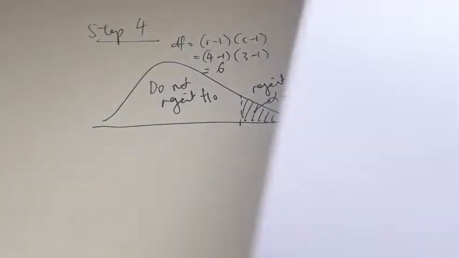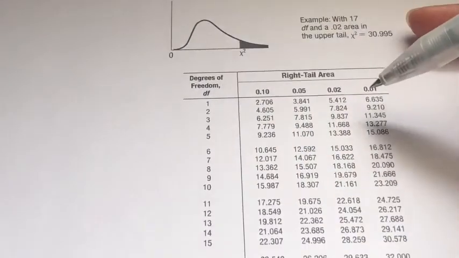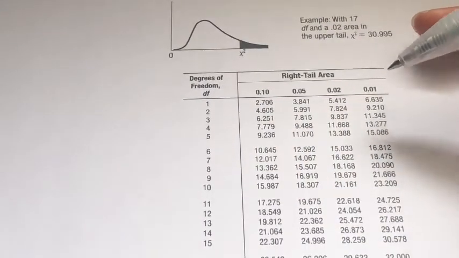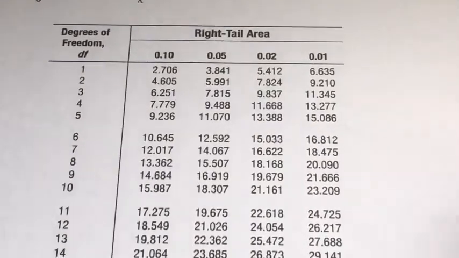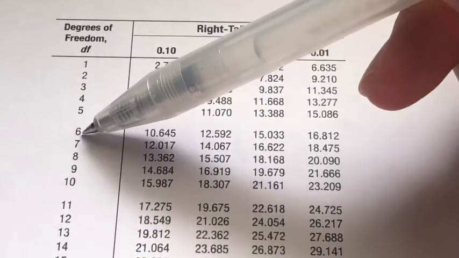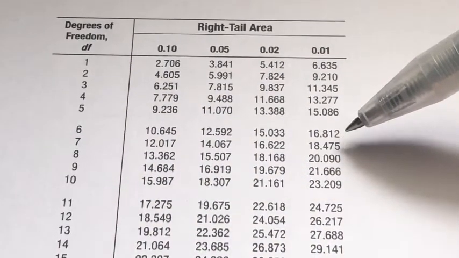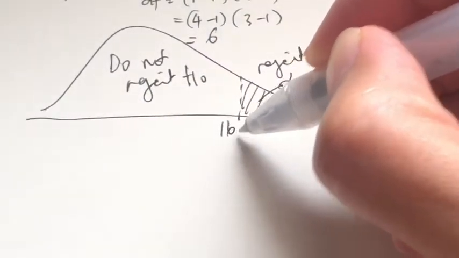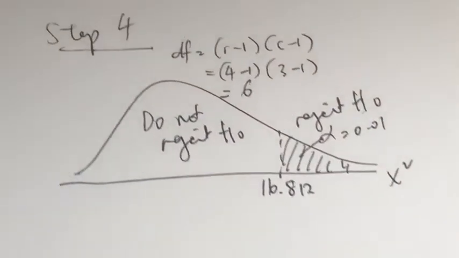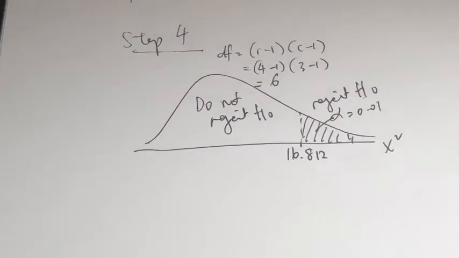Now let's take our chi-square distribution table. We're looking at alpha of 1%. Let's make it a bit bigger. Our alpha is 1%, and our degrees of freedom is 6. So 6, and here's 1%. This is our critical value, 16.812. So we put it here, 16.812. Now we can proceed to write our rejection rule.